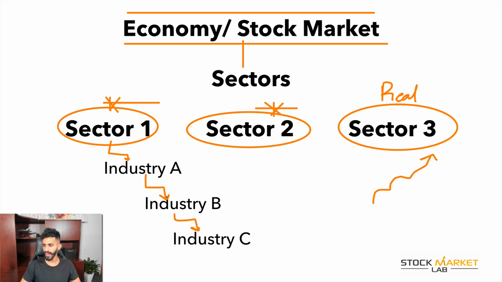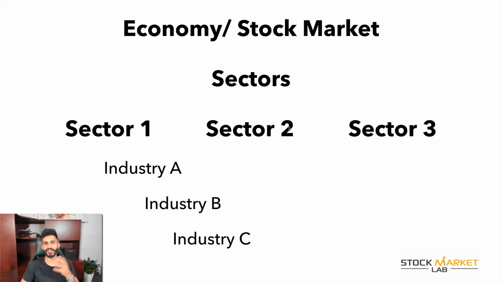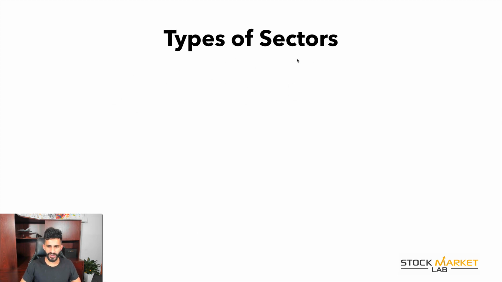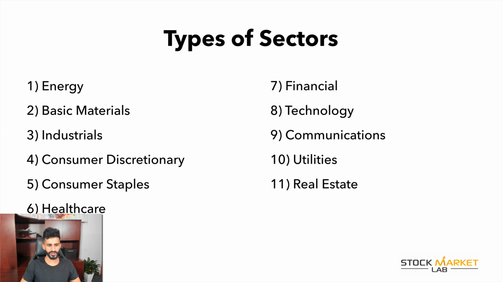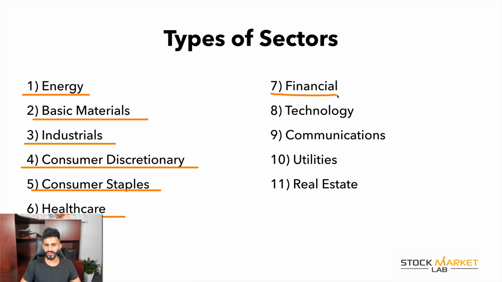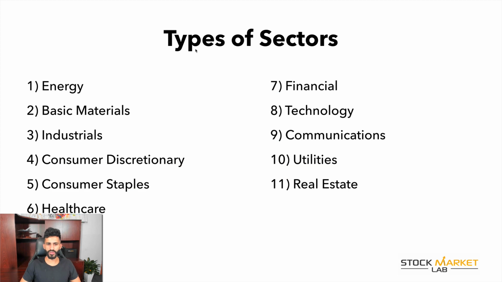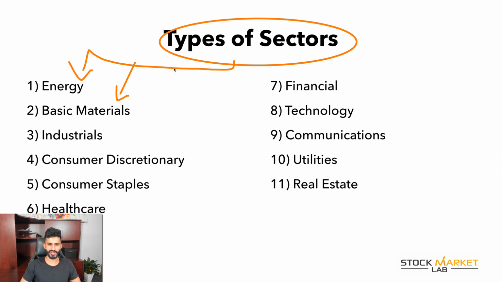Right now, the question people have is what are the types of sectors? And then once we identify the types of sectors, let's dig in a little bit deeper. So the types of sectors we have are the following. If you guys take a look, we have energy, basic materials, industrials, consumer discretionary, consumer staples, healthcare, financial, technology, communications, utilities, real estate. So we have 11 different sectors. Once again, the overall stock market or the overall economy breaks down into these sectors. Within these sectors, we have small industries that represent that overall sector, right?